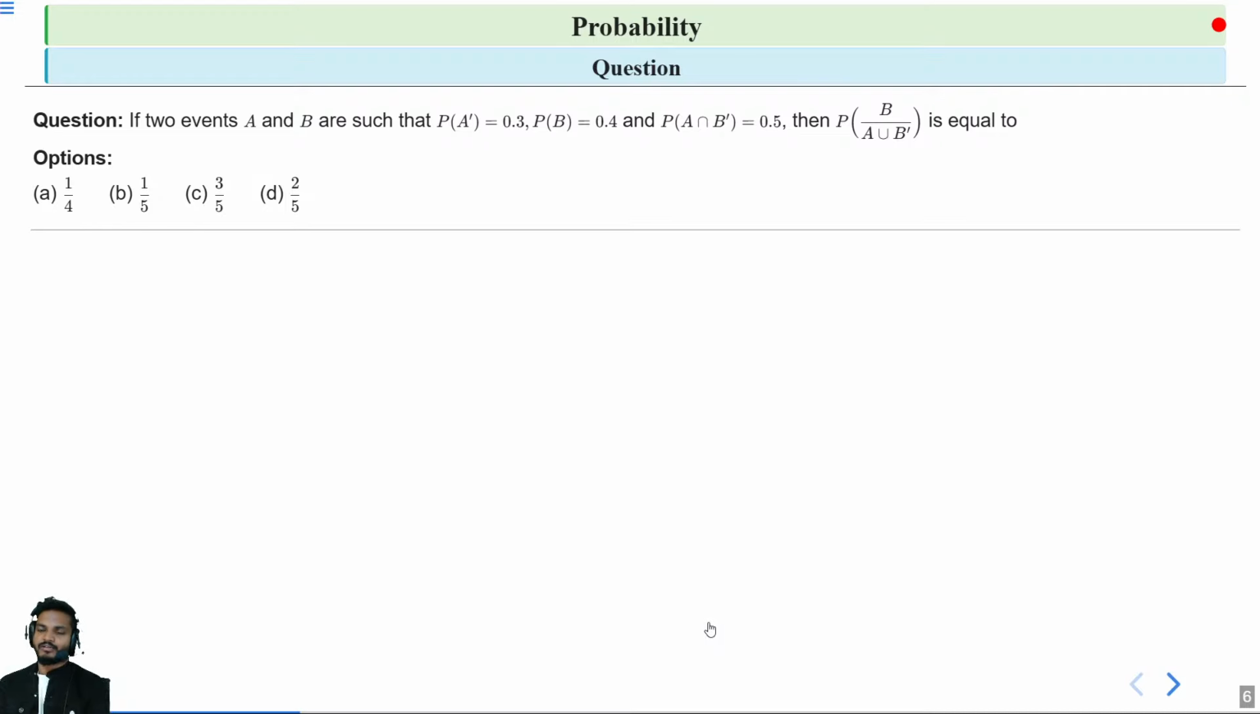First, see what is given. It is given that probability of A complement is 0.3, the probability of B is 0.4, and the probability of A intersection B complement is 0.5, and we need to find the conditional probability of event B given A union B complement. Okay, so apply the formula of conditional probability to find which option is correct.